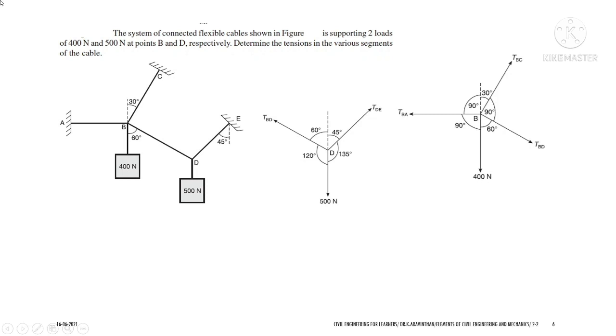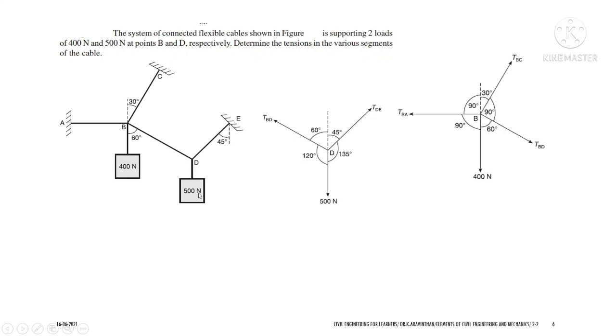This is a unique problem. Let us see how. The system of connected flexible cables is shown in the figure. These are the cables which are connected at 3 points, and you have joints A, B, C, D, E. So you have 5 joints, and the angle is given at each and every point. The figure is supporting two loads, 400 Newton and 500 Newton.